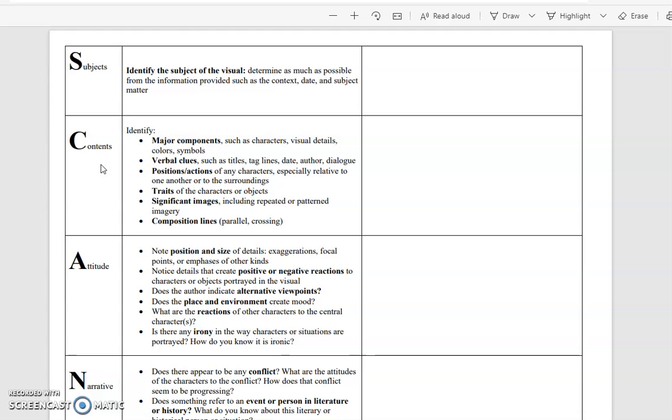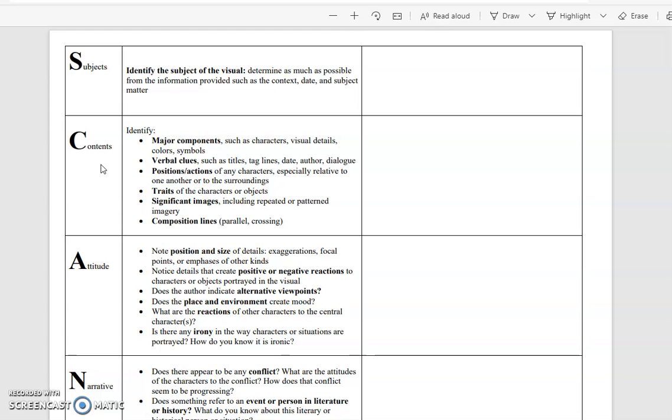Significant images that are repeated or patterned imagery. Also images that we should immediately pick up on, things that we know are symbols. For example, an American eagle typically symbolizes our country. Are there any things that we immediately are supposed to associate with a bigger idea? Also composition lines. For those of you interested in art, you'll probably get this pretty quickly, but think about what's at our eye level, things that are parallel, repeating, where they're positioned. All of this goes into content.